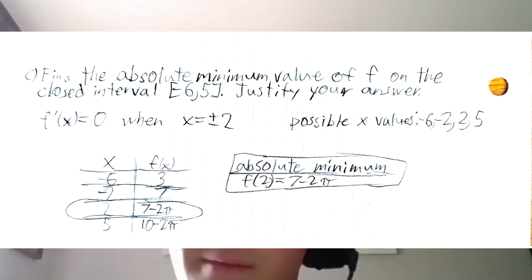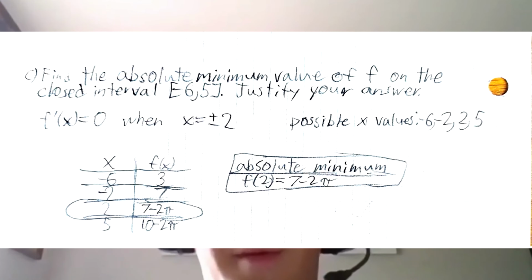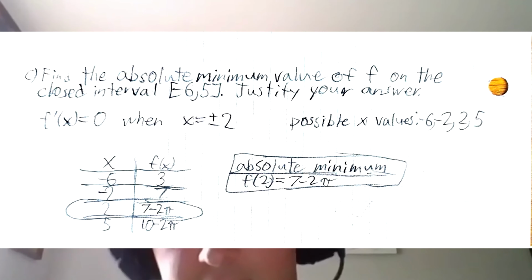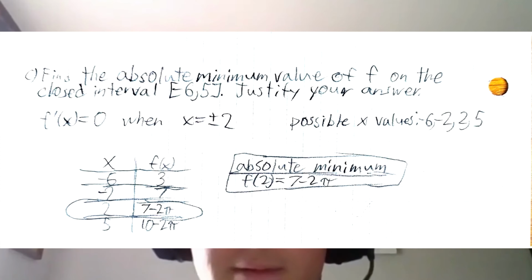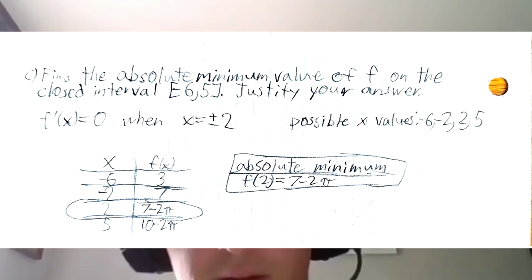Now to find the minimum, you determine the y value of each x using f of x. F of -6 is 3, f of -2 is 7, f of 2 is 7 minus 2 pi, and f of 5 is 10 minus 2 pi. Therefore, the absolute minimum value of f of x is at x equals 2, where f of 2 is 7 minus 2 pi, given that it is the lowest value using these four x values.